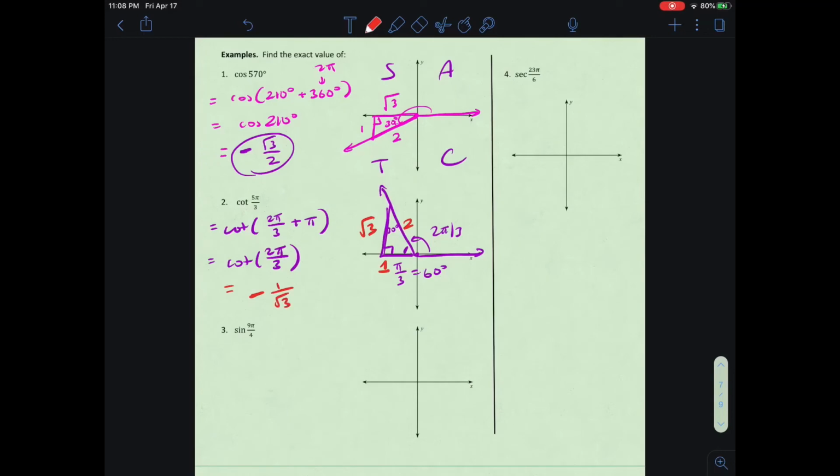And that will give me adjacent over opposite. And if I simplify that, I get negative square root of 3 over 3. Okay? So again, you can always draw right triangles and use the reference angles along with the signs of the trig functions. And here we're also using the fact that the period of cotangent is pi. So every pi it repeats. So cotangent of 5 pi over 3 will really be the same thing as cotangent of 2 pi over 3.